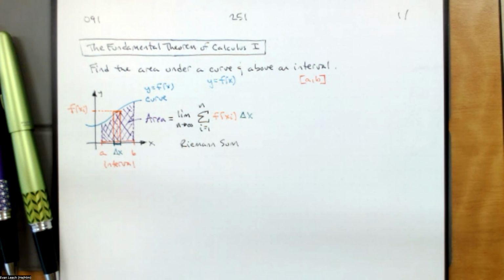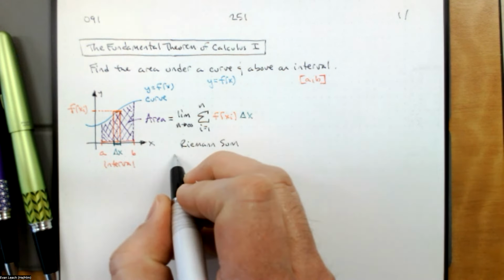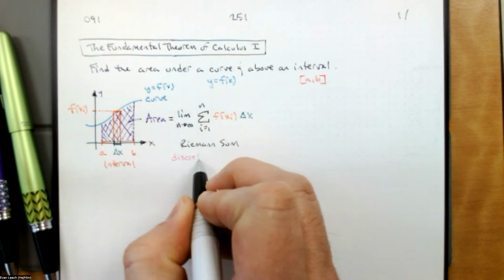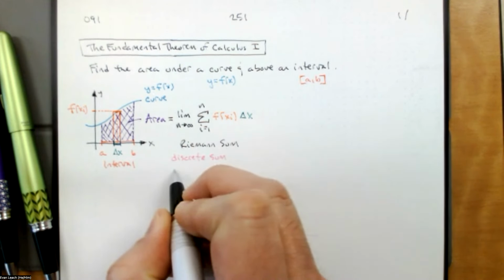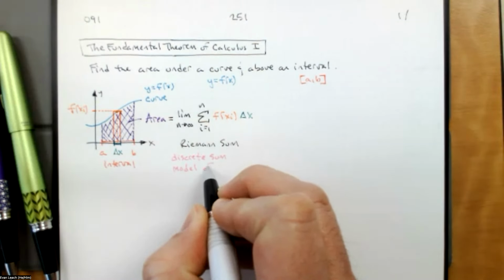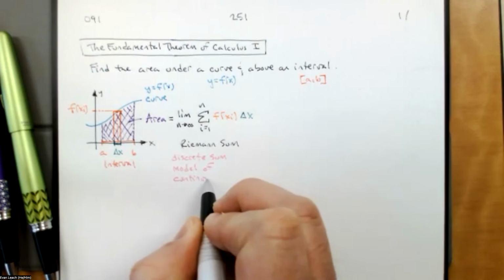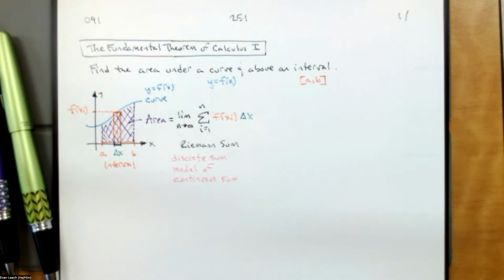We can think of the Riemann sum as a discrete model of the continuously variable length. This is our discrete sum that we're using as a model for our continuous sum. Note that as n goes to infinity, delta x is going to zero. We're taking a smaller and smaller width of these rectangles, using more, thinner rectangles.